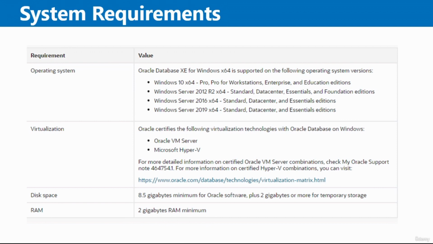You can also use virtualization. Oracle certifies the following virtualization technologies with Oracle database on Windows. So you can use Oracle VM Server or Microsoft Hyper-V. For disk space, you need 8.5 gigabyte minimum for Oracle software plus 2 gigabytes or more for temporary storage. For RAM, you need at least 2 gigabytes of RAM at minimum.